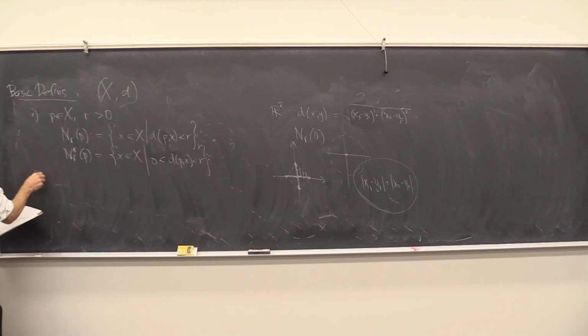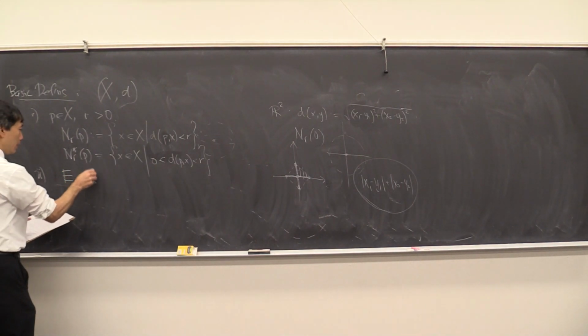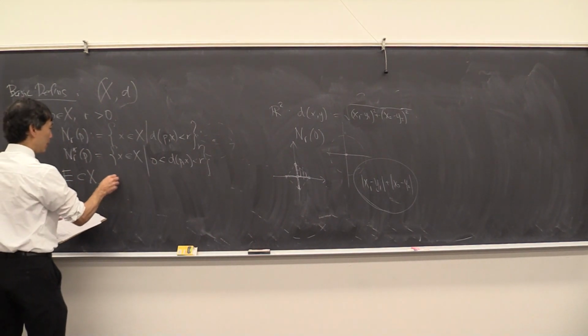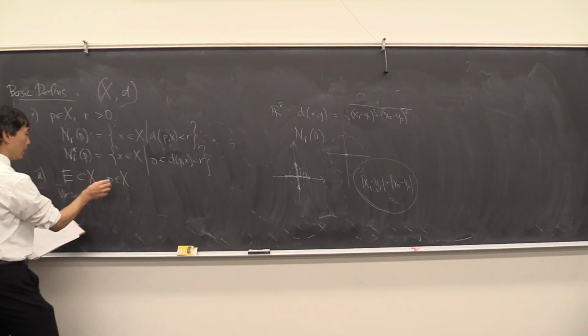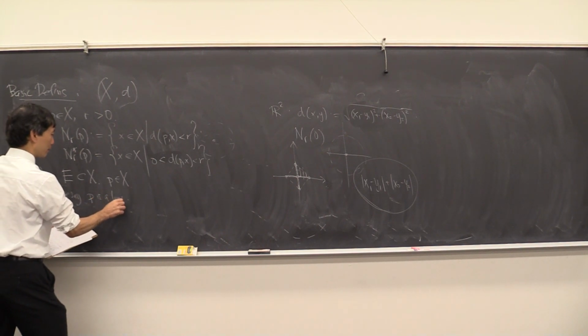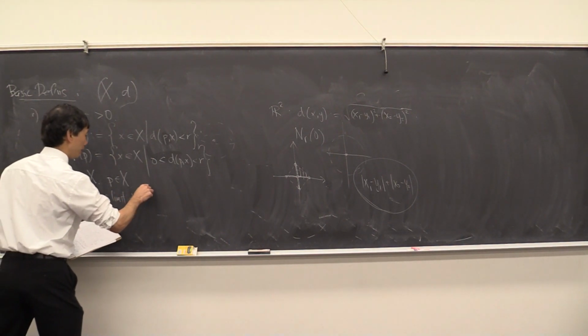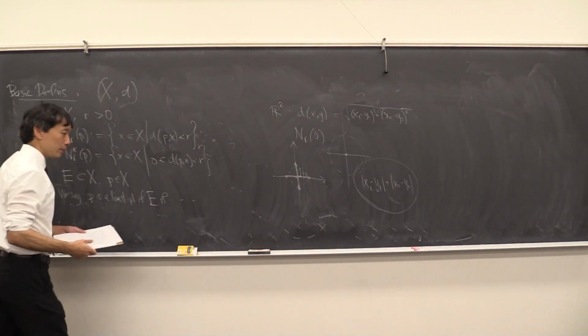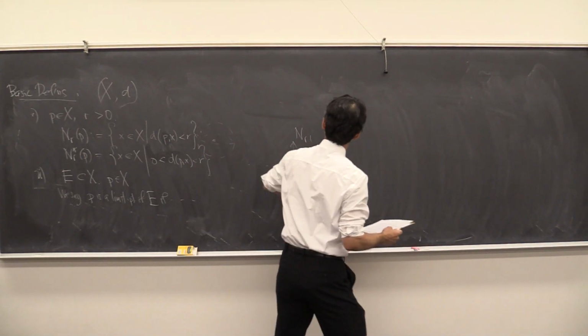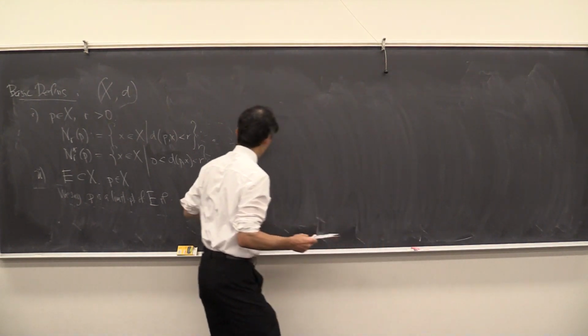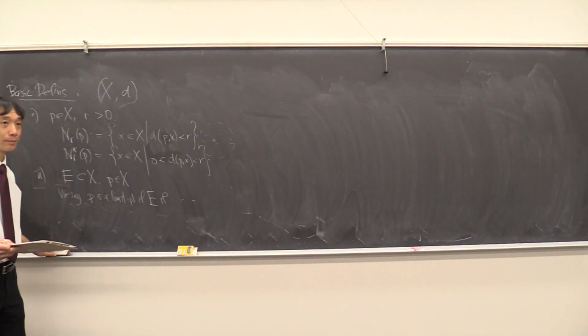And then we have this definition of a limit point. So you have a subset E in X, and you have a point P in X, and we say that P is a limit point of E if something happens. Does anybody remember what that is? What's the limit point, Charlotte? Yeah, it's if there's some Q such that Q does not equal P and Q is an element of E.